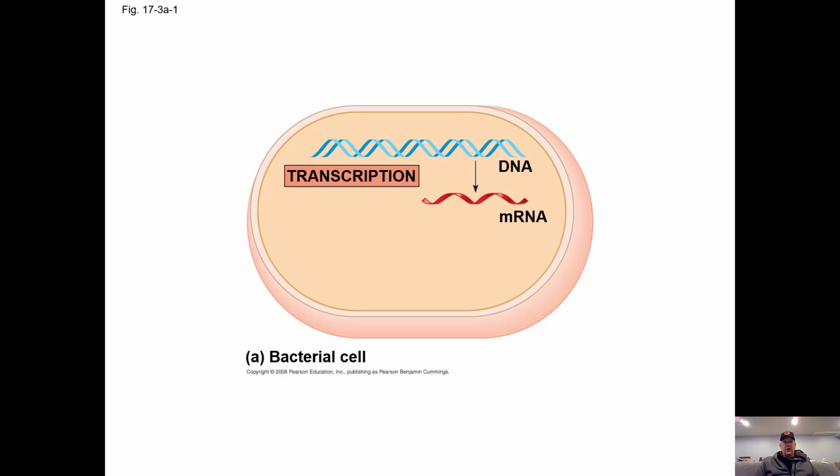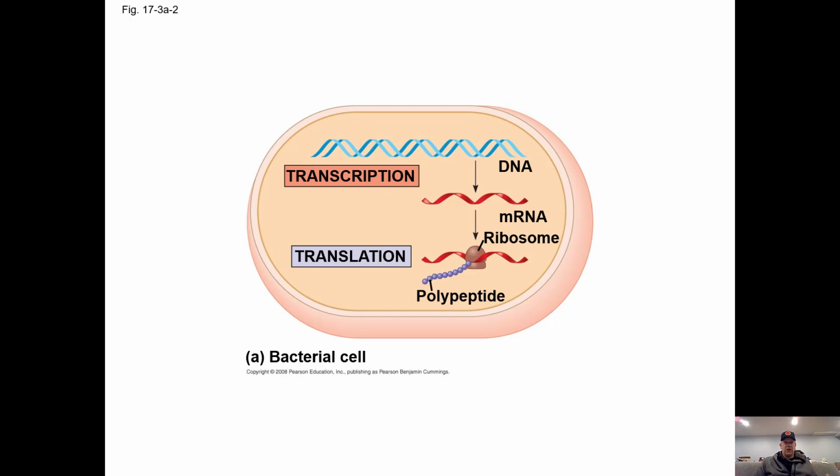So in the prokaryotic cell, basically we have transcription off the DNA. We make mRNA, and then we do the translation. And this is all in the cytoplasm.